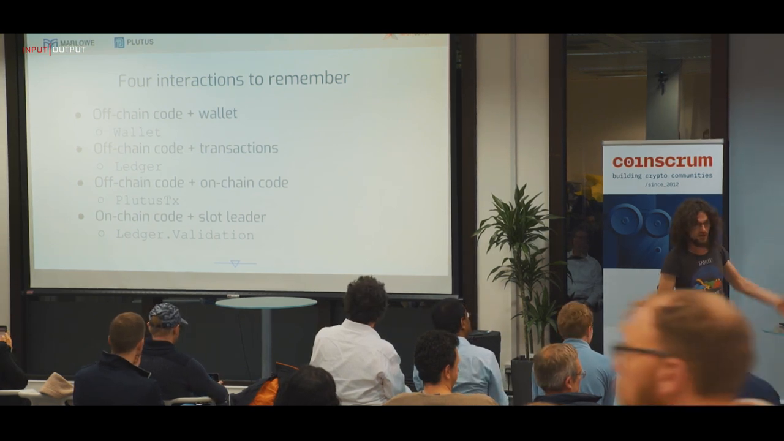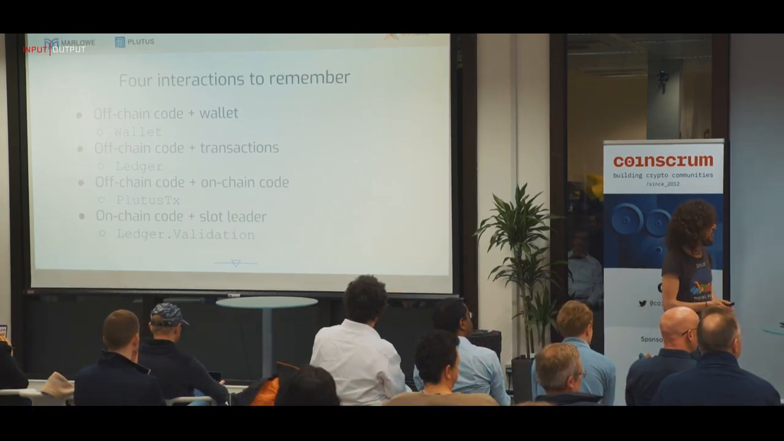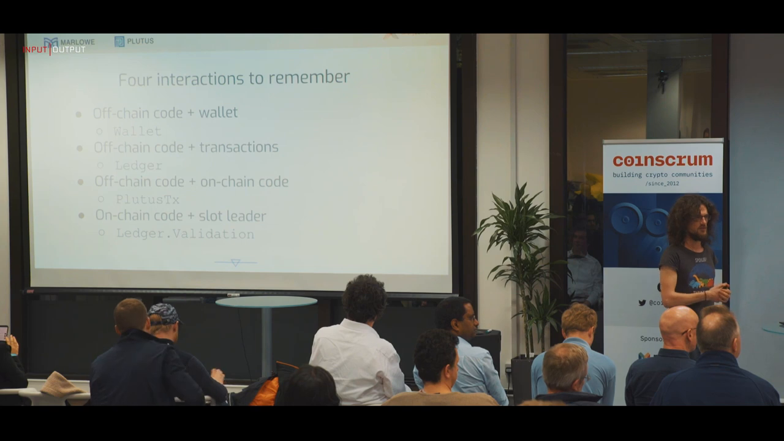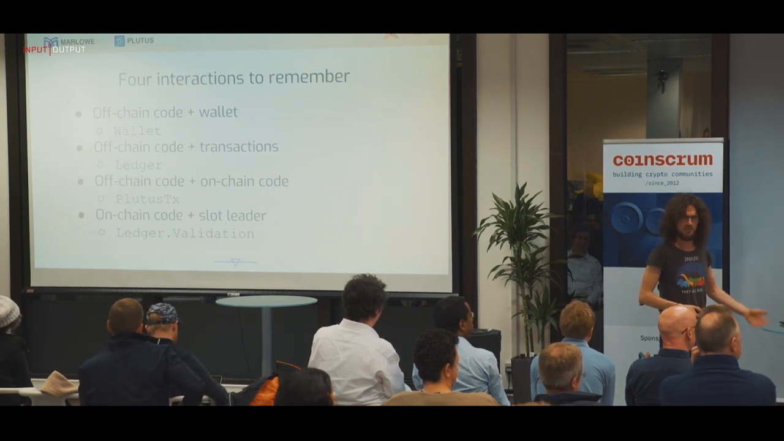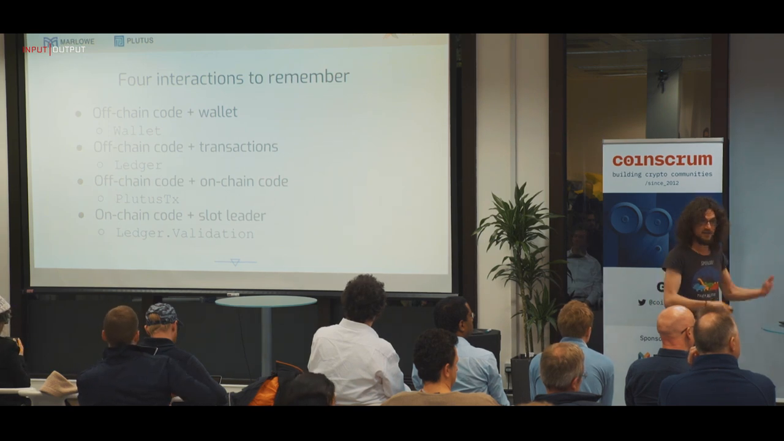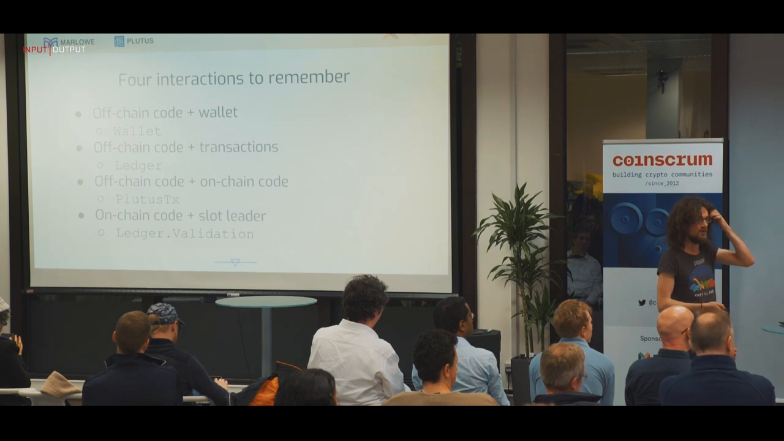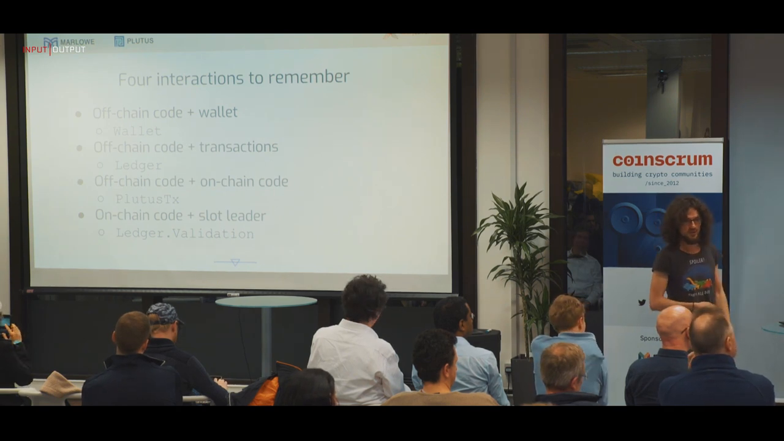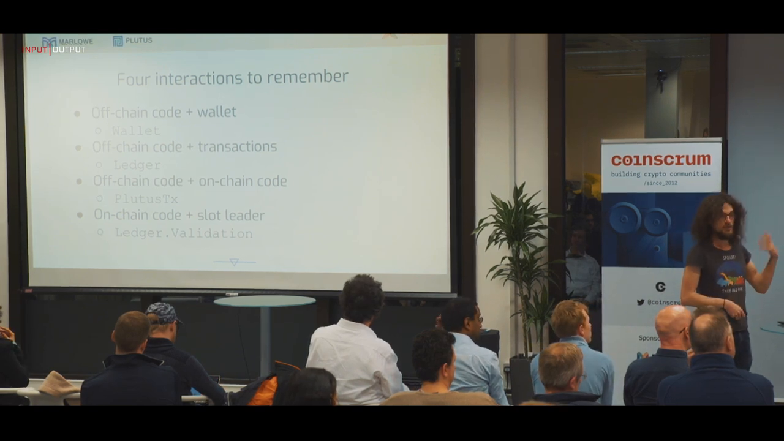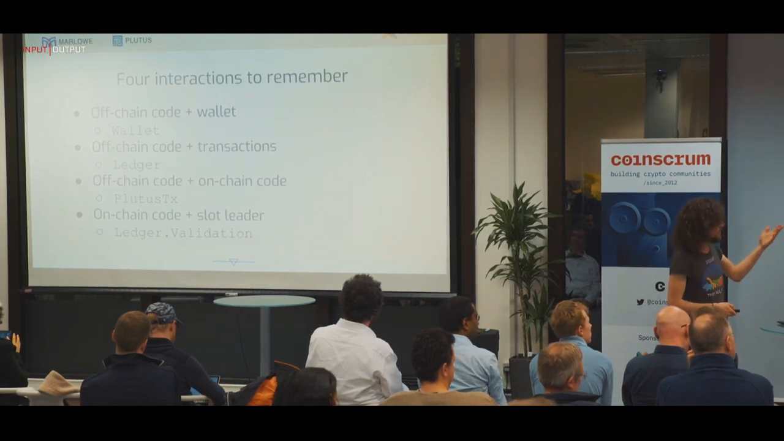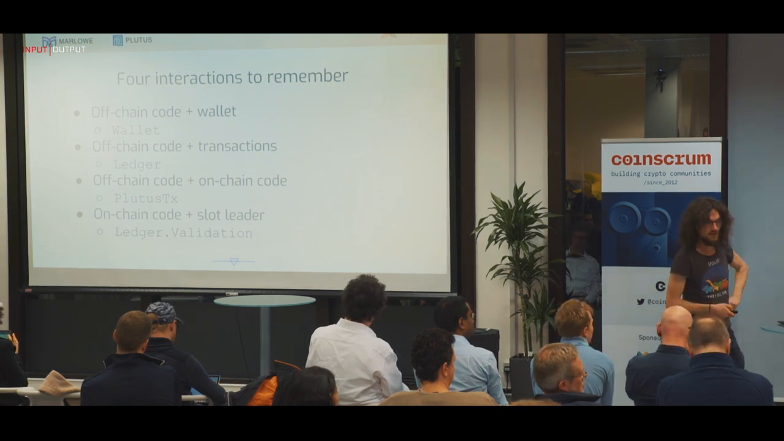So the first interaction is between your off-chain code, which is the stuff the user actually interacts with, and the wallet itself. What does this mean? Well, the wallet is going to provide you with the ability to do a bunch of stuff. You might say, I'd like to submit a transaction now. Okay, off you go. Or, I would like to look up the user's key pair. Okay, you can do that. So that stuff happens there. You might also want to create transactions and deal with things relating to transactions, and we put that in the module called Ledger.